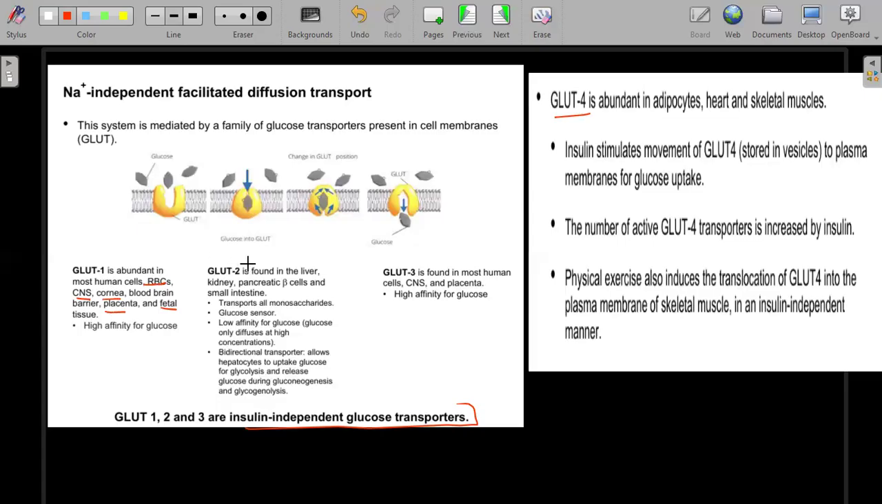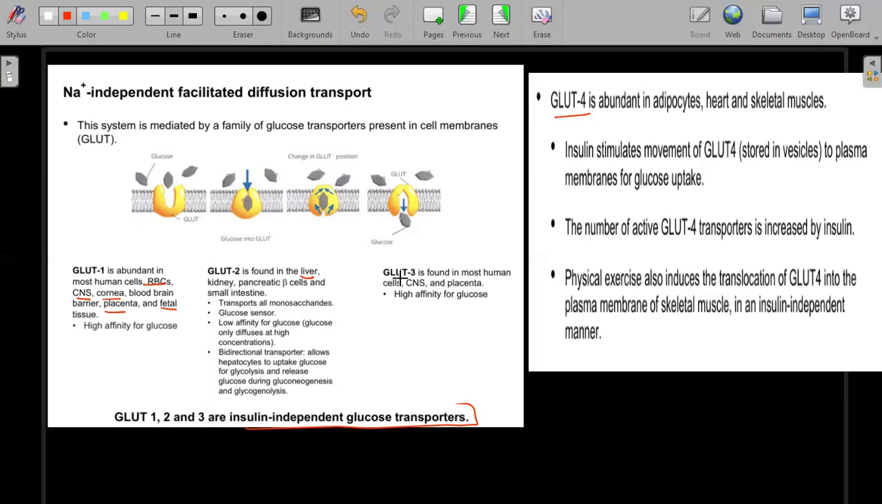Okay. Then if you talk about GLUT2, you are going to see it in the liver. Okay, so if you are moving the glucose molecule in the liver, we use GLUT2. Okay, in the kidney, the pancreas as well, for the beta cells, we are actually going to use GLUT2, and also the small intestine. Okay, so you need to know some of these organs where these GLUTs are actually working.